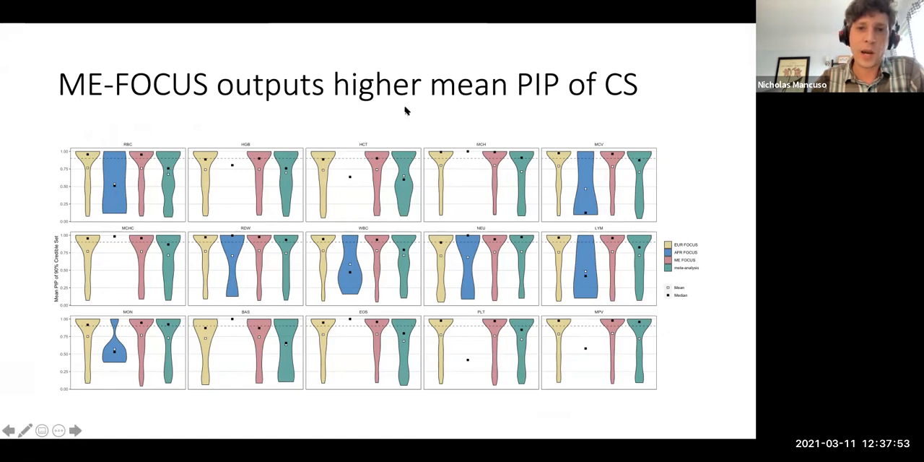Our approach is able to output a higher mean PIP within the credible sets. This is evidence that the credible sets output by our approach are higher on average, right? And that it's able to assign more evidence of causality at some given genes.